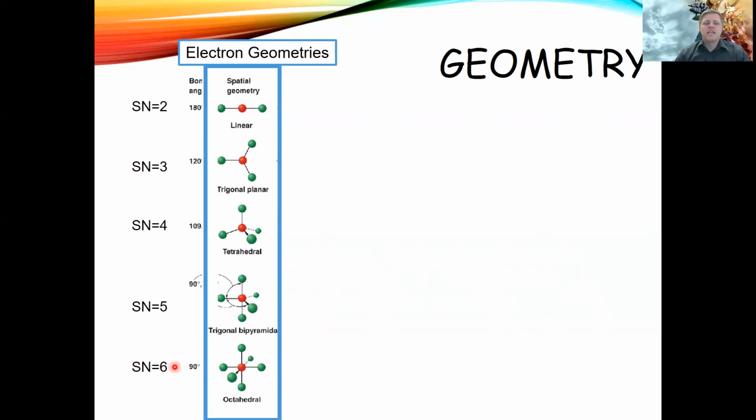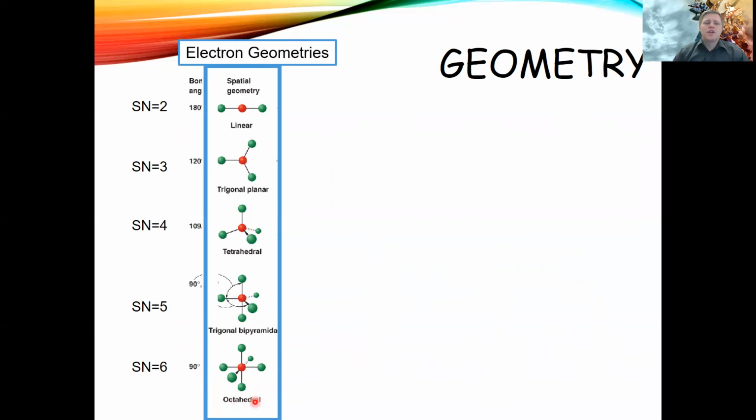With a steric number of 6, we get this octahedral structure. Again, we have this octa, which means 8, even though there's only 6 things attached here. It's called octahedral because, again, if you wrap this thing in foil, you'd get 8 faces. So an 8-sided die is actually going to have 6 corners. Interestingly, a 6-sided die has 8 corners. Some weird info. But octahedral is a structure with a steric number of 6.